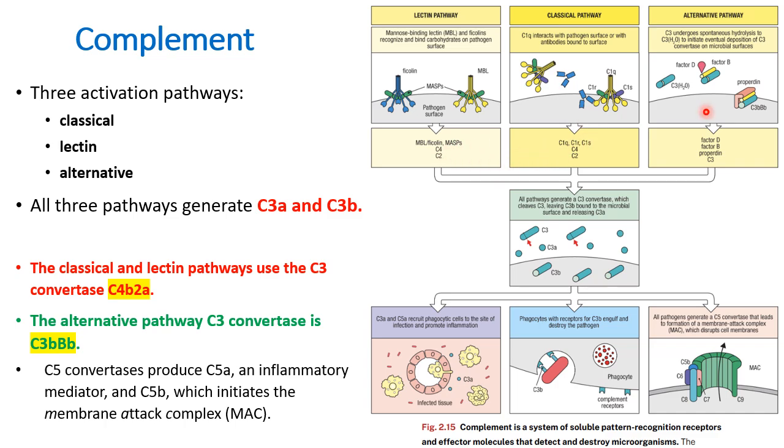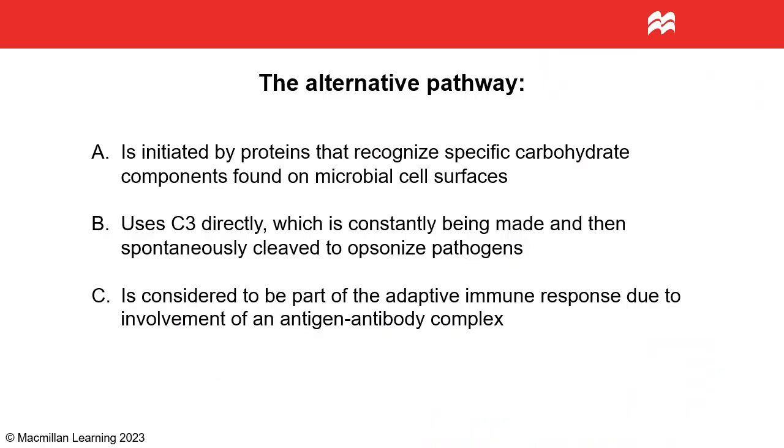Now, when you look at your alternative pathway, that one uses a different C3 convertase. It uses a C3 convertase that is called C3BBB. That one is a bit easier to remember because you just get stuck on the B's. C3BBB, that's the C3 convertase. So cutting C3 is the convergence of those 3 pathways, as we have seen before. And here we go for the first question.